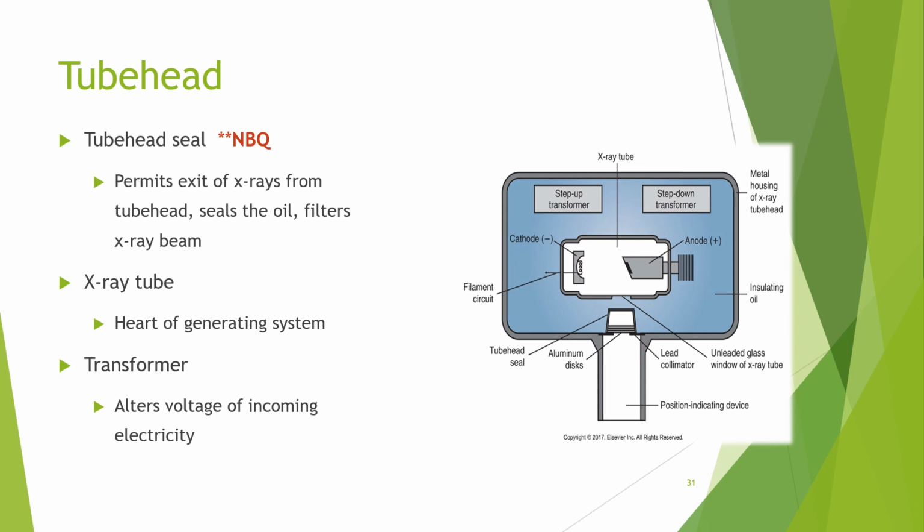It has the tube head seal, which, if you look, you see as the positioning indicator device. If you look up, you can see the aluminum discs, and above that, you see the tube head seal. That tube head seal prevents X-rays from exiting the tube head. It seals the oil in, and inside the tube head seal, it has those aluminum discs, which filter the X-ray beam. The X-ray tube inside that part of the blue has all of the X-ray generating system, and it is kind of like the heart inside this tube head.